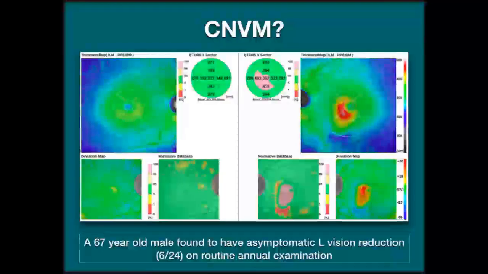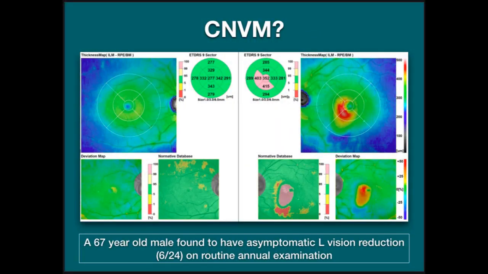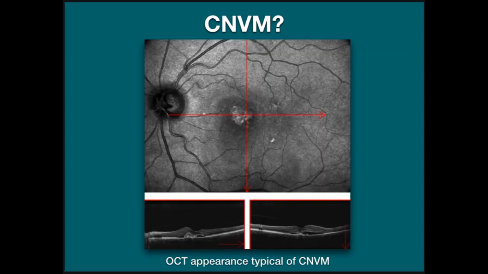Okay, this is a 67-year-old male who comes in for a routine eye exam and was found to have reduced vision of 6/24 in his left eye that he was unaware of. Regular OCT scanning confirms retinal edema and fluid centrally in the left eye. Fundus examination showed a little bit of blood in that area as well. So our clinical diagnosis was that he had a choroidal neovascular membrane, unless proven otherwise.